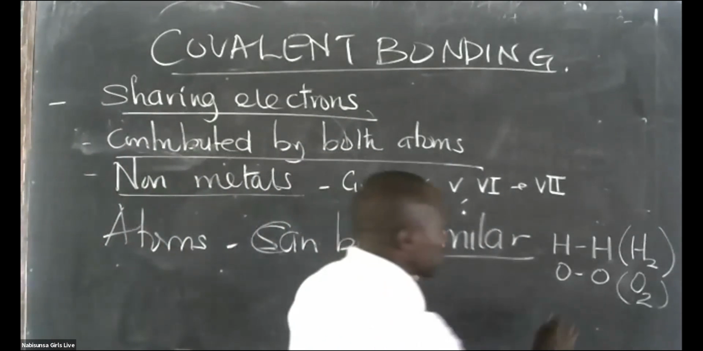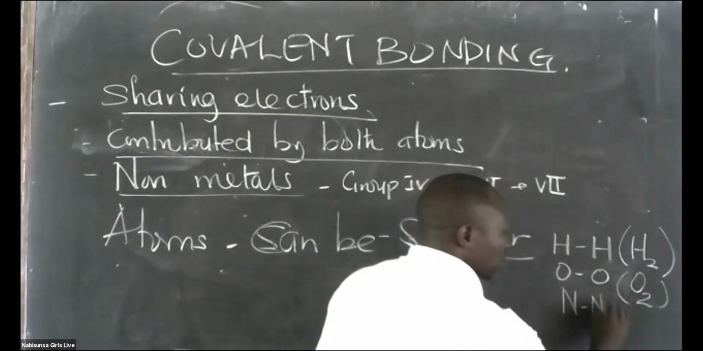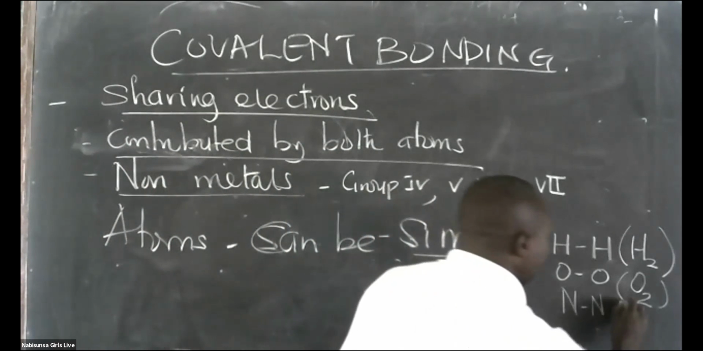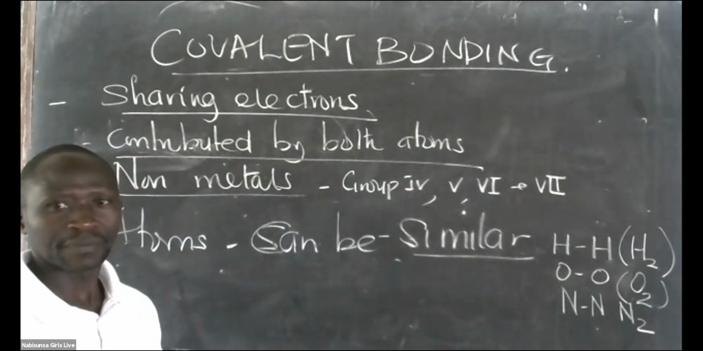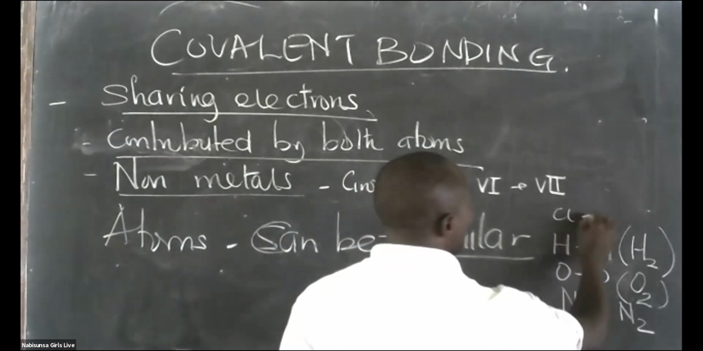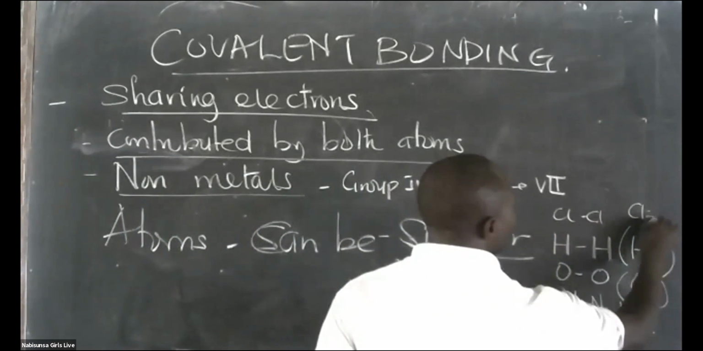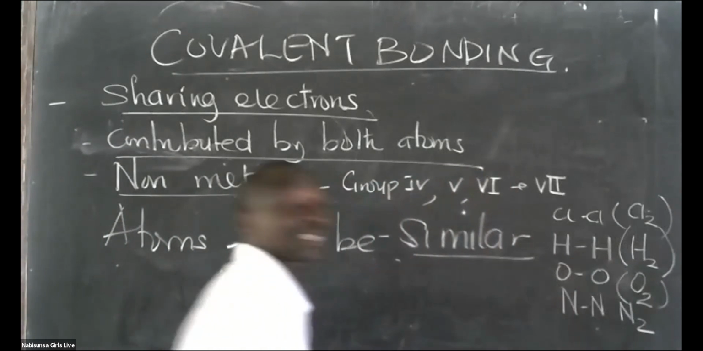So it could be between nitrogen and nitrogen. What's the formula for nitrogen? N2. These are similar atoms. It could be between chlorine and chlorine. The formula for chlorine is Cl2. These are similar atoms.